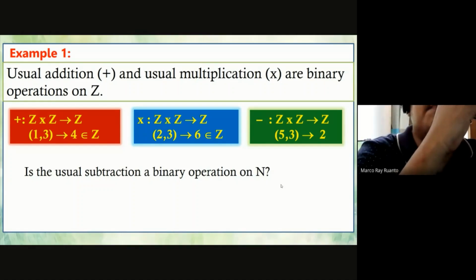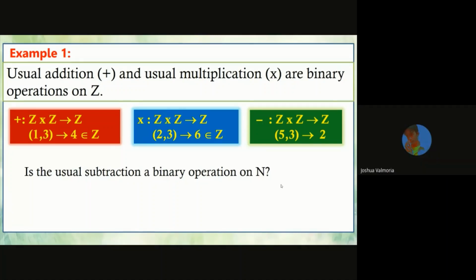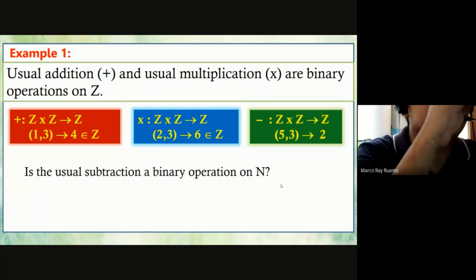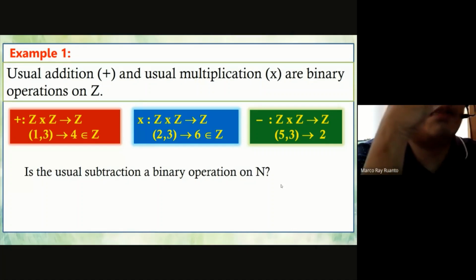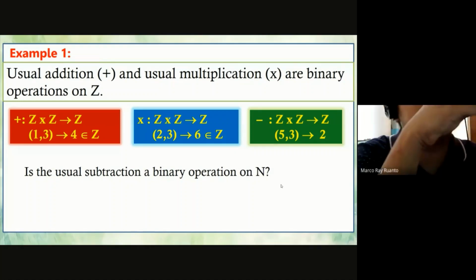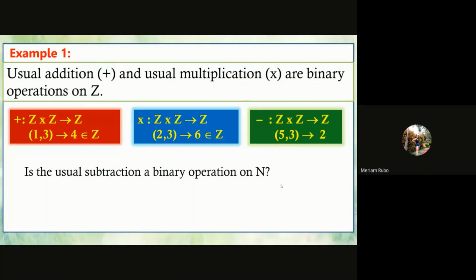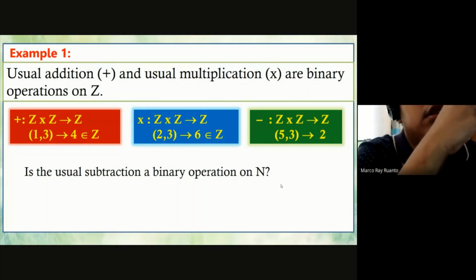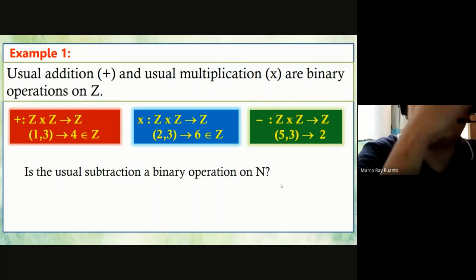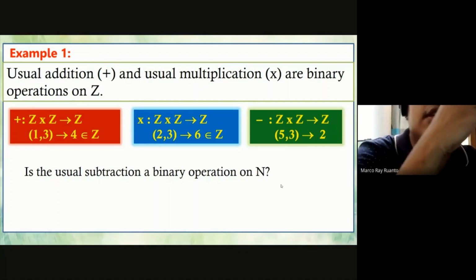Is negative 3 a counting number? Yes. Negative 3, counting number. The counting number is 1. No, sir. No, negative is not a counting number. Negative numbers are not counting numbers. So a counting number, it is positive, right?